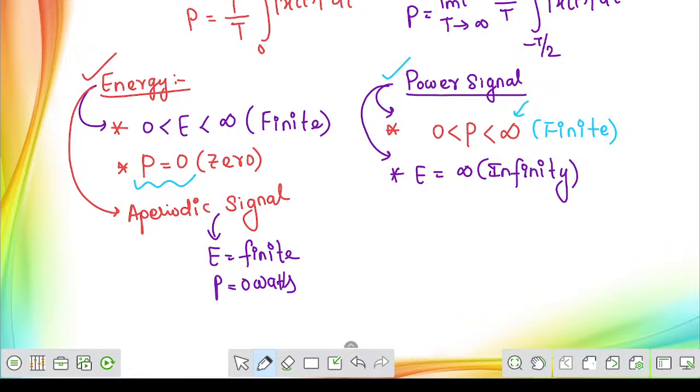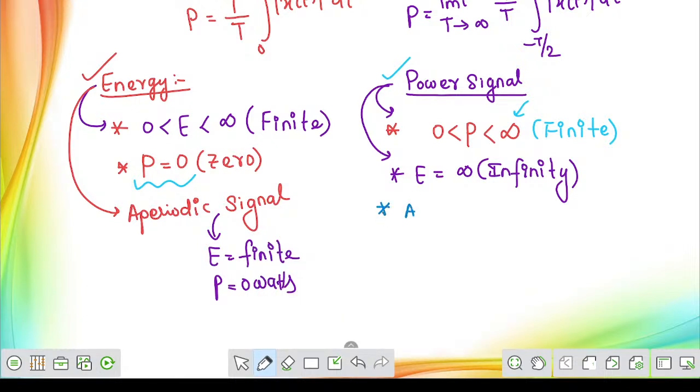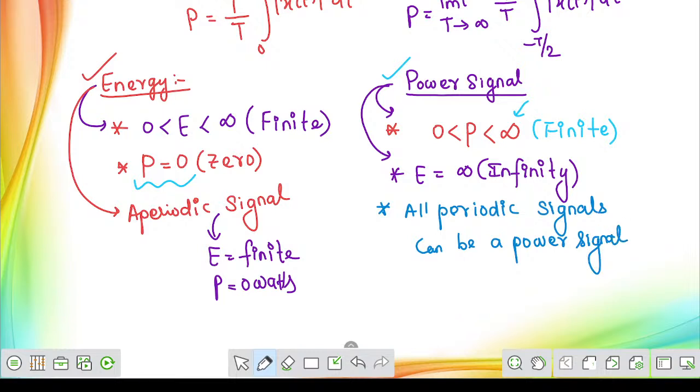Now the periodic signal. Whenever we are observing any type of periodic signal, if your signal is a periodic signal, then it can be treated as a power signal. All periodic signals can be treated as power signals. All periodic signals can be a power signal. But it is not vice versa. It means not all power signals need to be periodic signals.